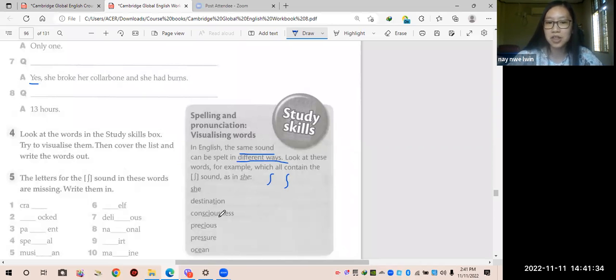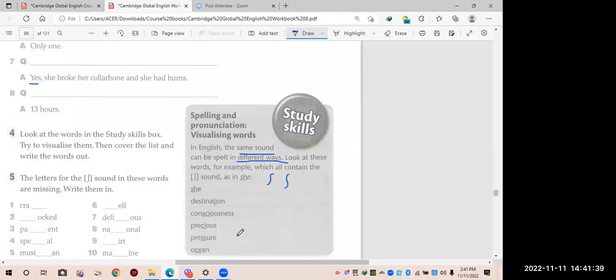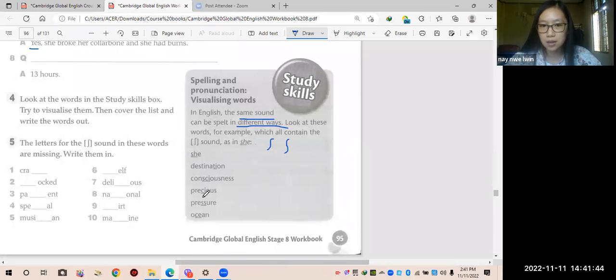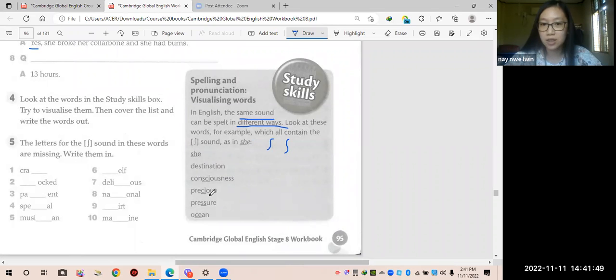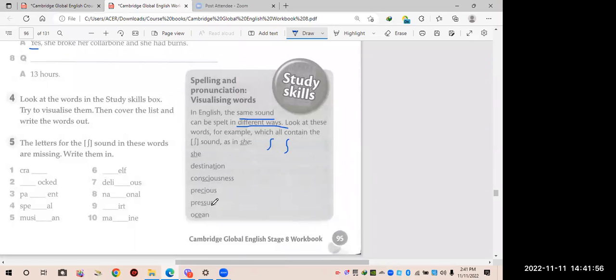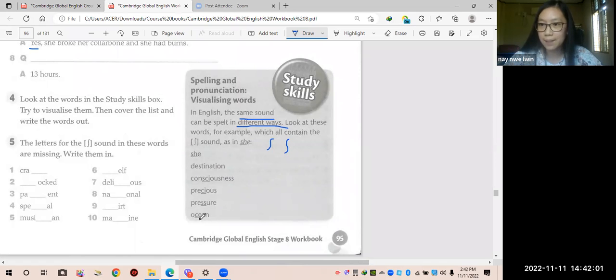In consciousness, the sh sound is there. Which letters are used? S, C, I. Yes, SCI. How about precious? CI, TI. Yes, CI. In precious the sh sound is there. In pressure, it's spelled SS. Ocean is spelled with C, CE. Right.